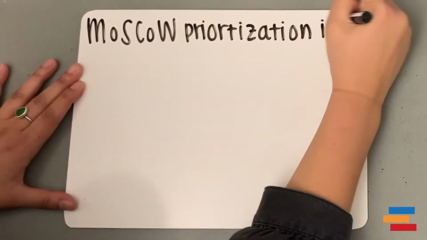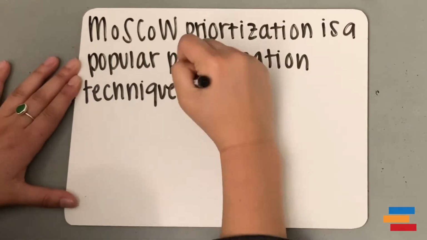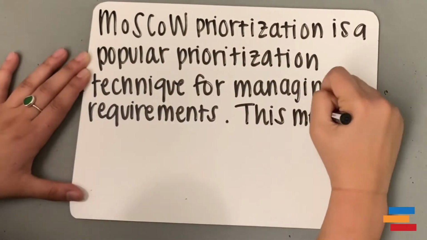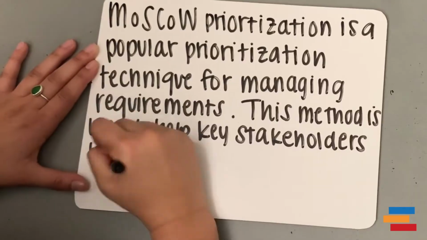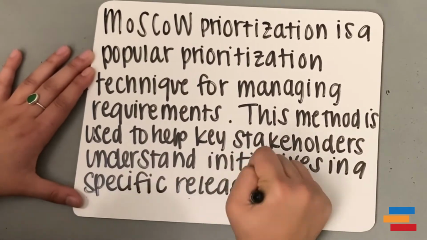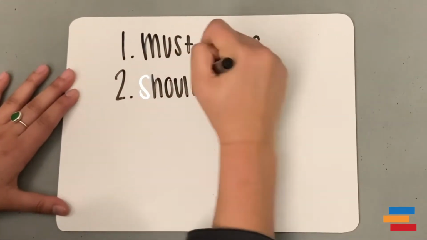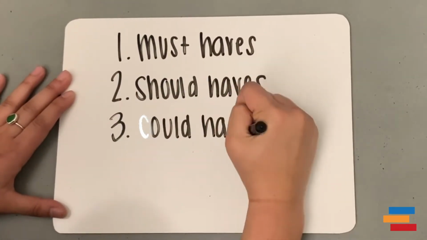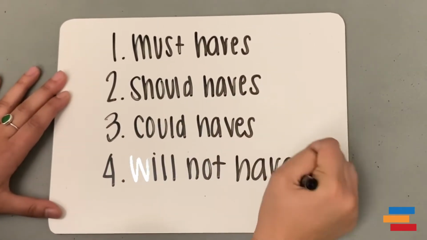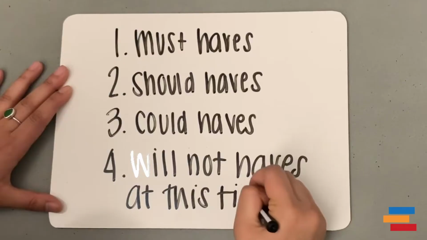Now let's get started. MoSCoW prioritization is a popular prioritization technique for managing requirements. The method is used to help key stakeholders understand initiatives in a specific release. MoSCoW is an acronym that stands for 4 categories of initiatives: must-haves, should-haves, could-haves, and will not have at this time. Sometimes the W stands for wish instead of will not have right now.